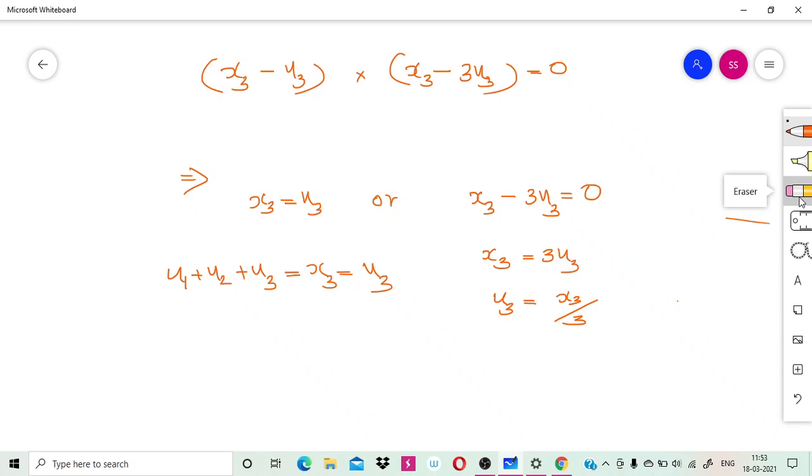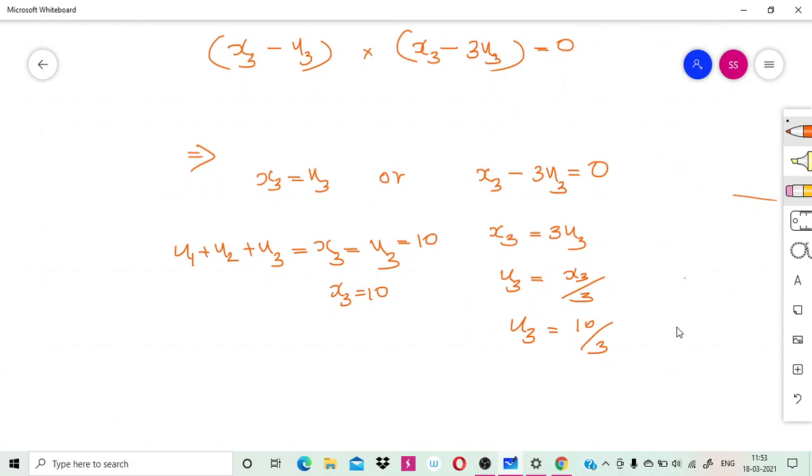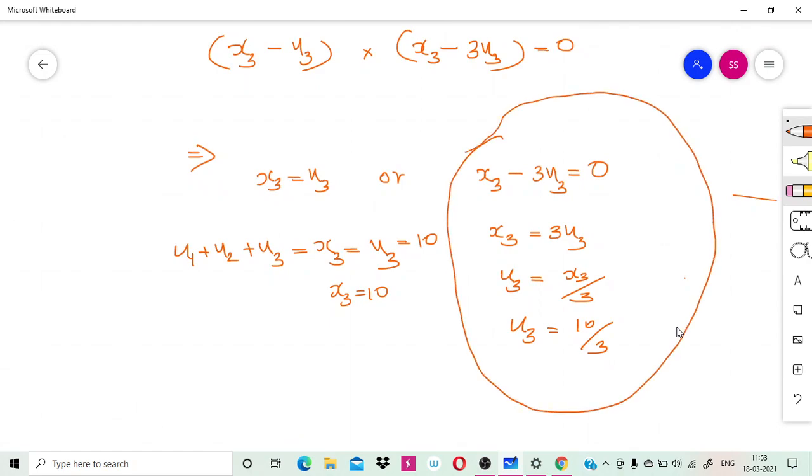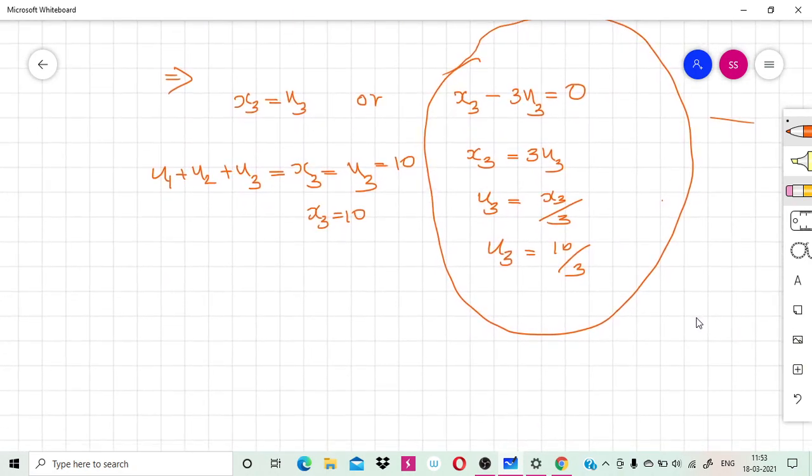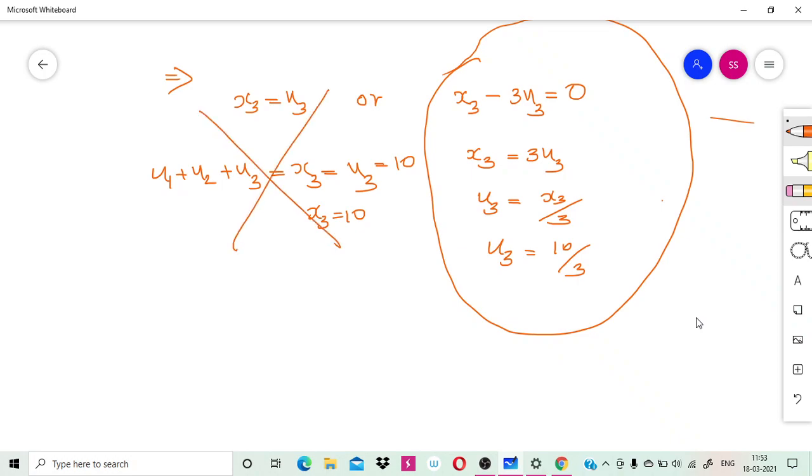Then the next case is x3 minus 3u3 equal to 0. So x3 is 3u3, u3 is equal to x3 by 3, and this x3 is equal to 10, we got. That means for the second possibility, we have u3 equal to 10 by 3. So we will take this as our possible solution. This is not feasible. This is already feasible, so we are not taking this. So we are going for this solution. So u3 equal to 10 by 3 is the solution we get.